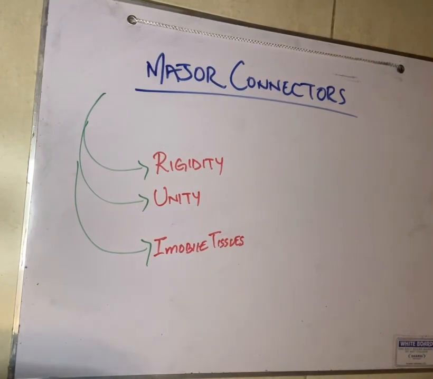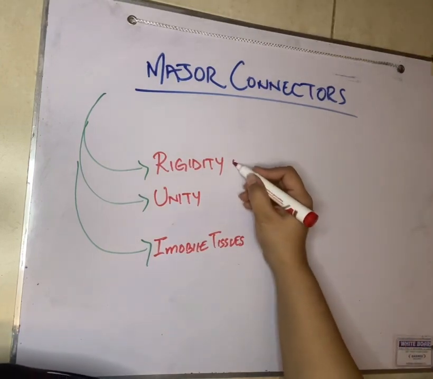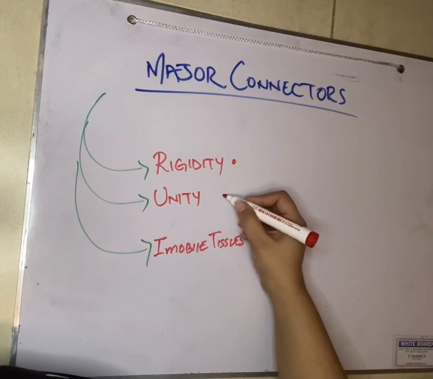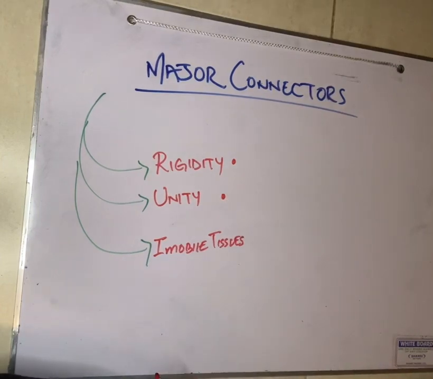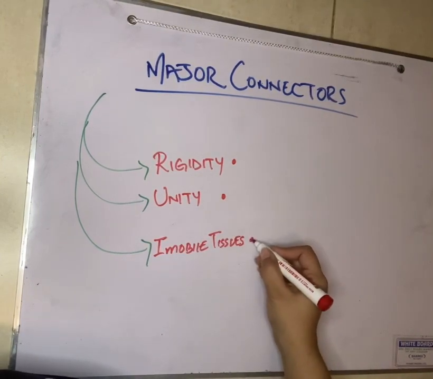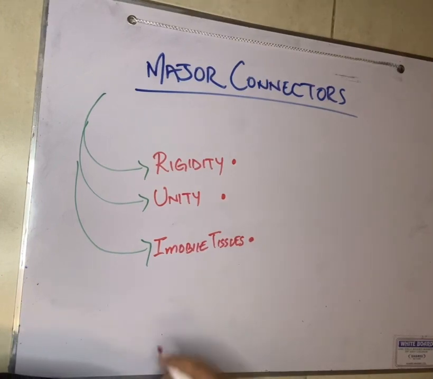Today we are going to discuss major and minor connectors. Starting with the major connectors. Major connectors basically provide rigidity. They unite all the components of the RPD and they are placed on the immobile tissues. Now, what does this basically mean?